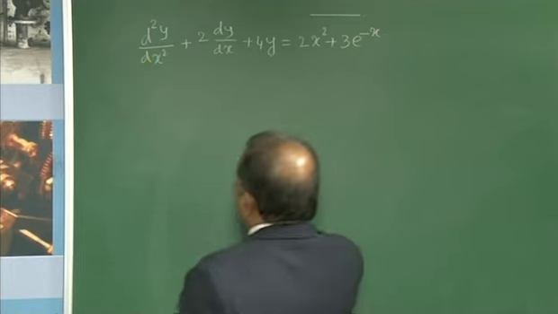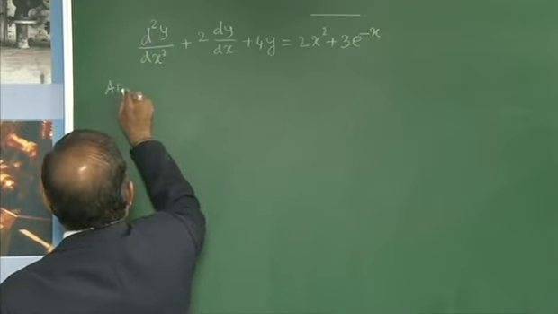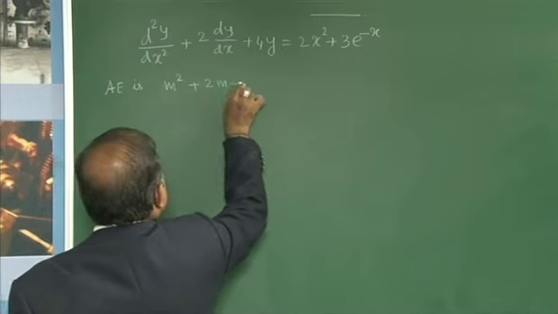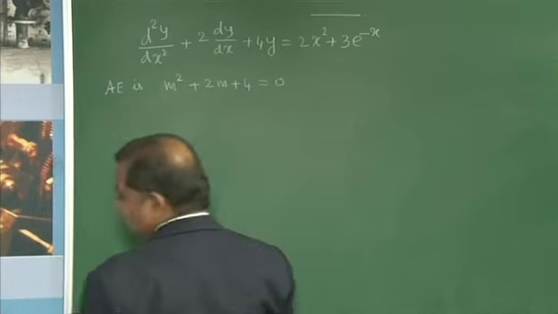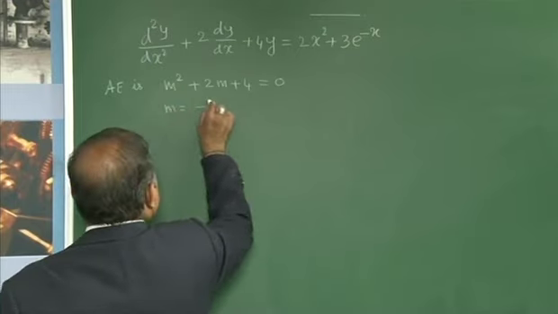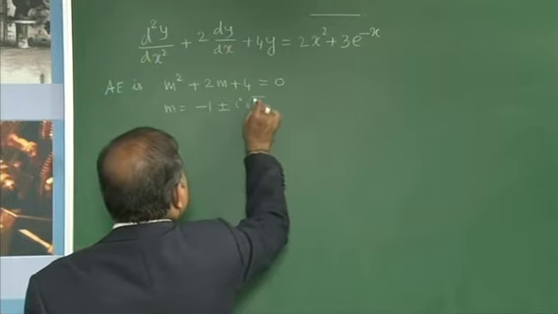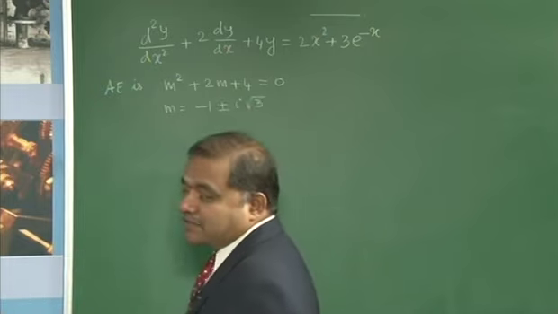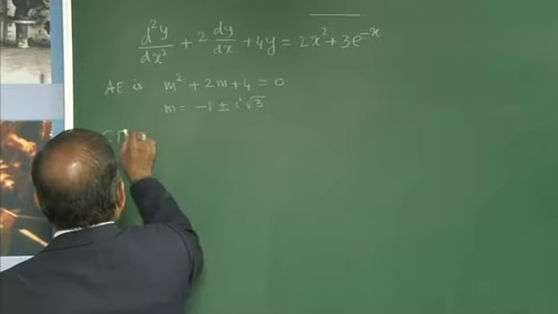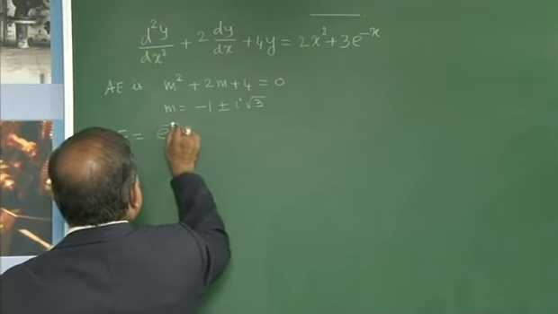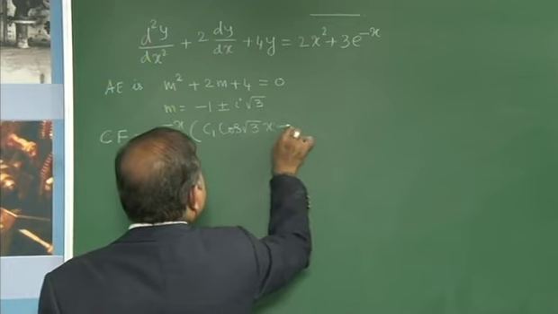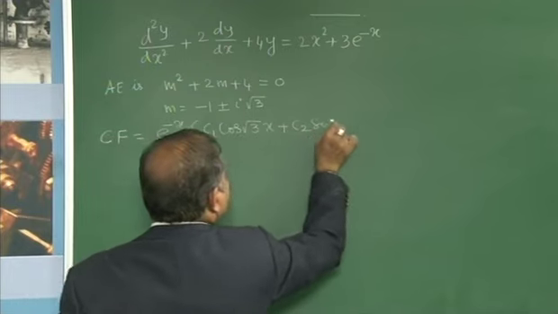Now, as usual, what is your auxiliary equation? m square plus 2m plus 4 is equal to 0. What about your roots? It is minus 1 plus or minus i root 3. So, what is my CF? e power minus x into C1 cos root 3x plus C2 sin root 3x.